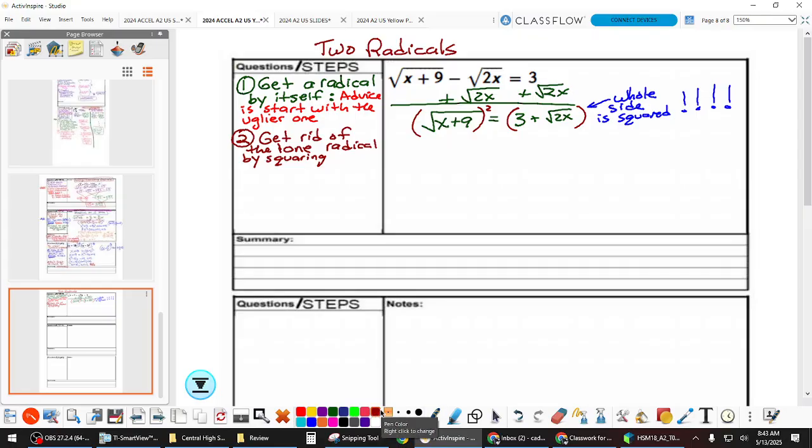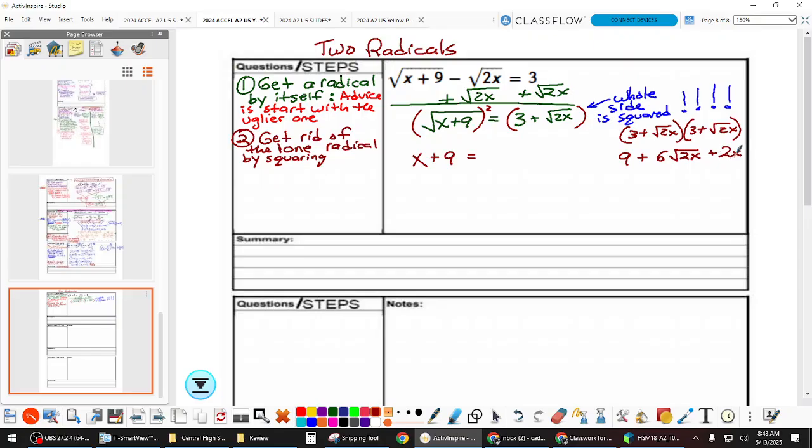Alright, exclamation. What happens on the left side? It becomes x plus. Okay, over here, we need to do 3 plus root 2x times itself. So we're distributing with a radical, no big deal. We get 9 plus what? 6 root 2x plus 2x.